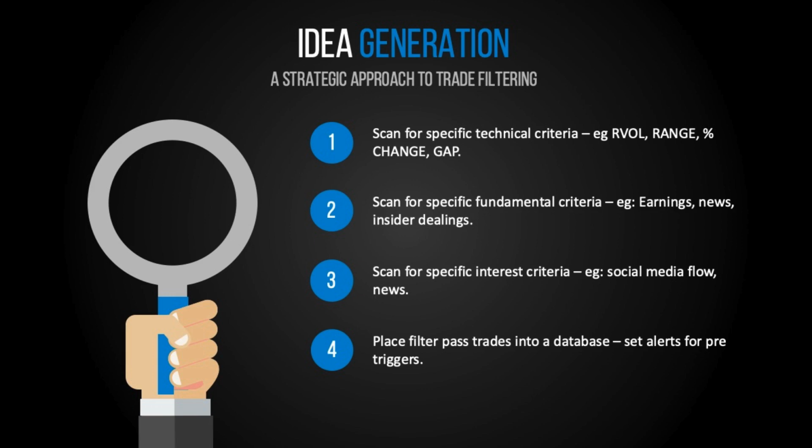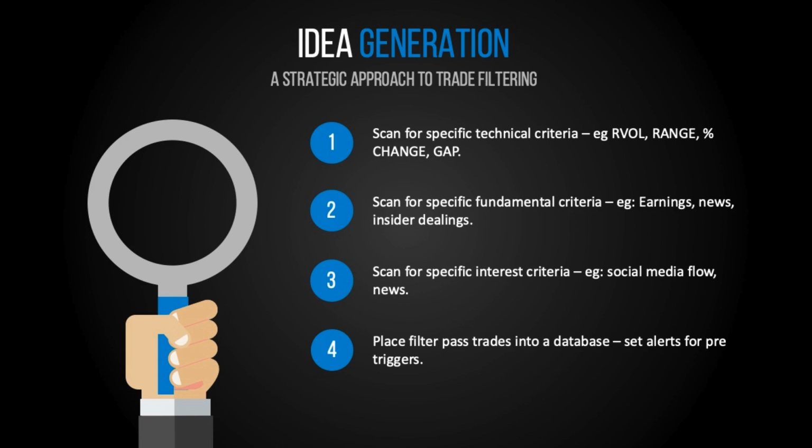Number 3, scanning for specific interest criteria, using social media flow and news. We're going to look at social media flow literally in a second, but that might be something that brings it to your attention. Again, what we're trying to do with this, guys, is bring potential trade ideas to our attention. Going back to that funnel, the idea of the funnel is we put ideas in and then go through the filtering process. So these are just bringing ideas into us. Maybe it's one aspect of the filtering process, i.e. the range or whatever, but bringing ideas in that we can then filter into our trade idea database and then potentially pull the trigger on. So that's the whole point.